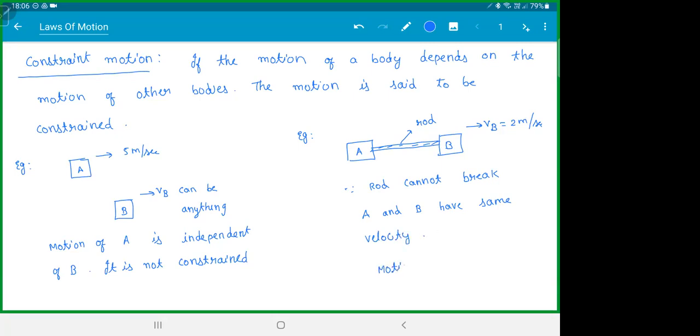So the simple way to remember is like this. In the first example, no matter whatever is the speed of A, B can have anything. Whereas in this second case, you can't have any speed you want. The moment you decide the speed of B, the speed of A is already decided.